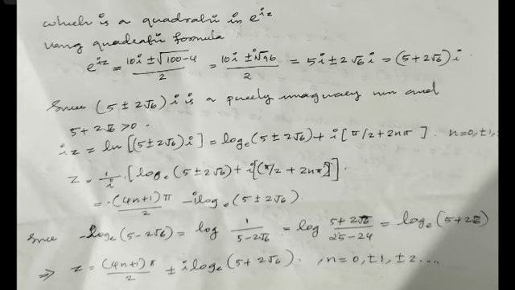Then z is equal to 4n plus 1 into pi by 2 plus or minus i log of 5 plus 2 root 6, where n is equal to 0, plus or minus 1, plus or minus 2, etc.